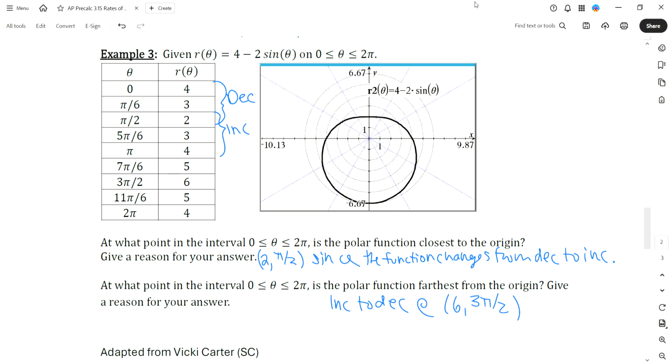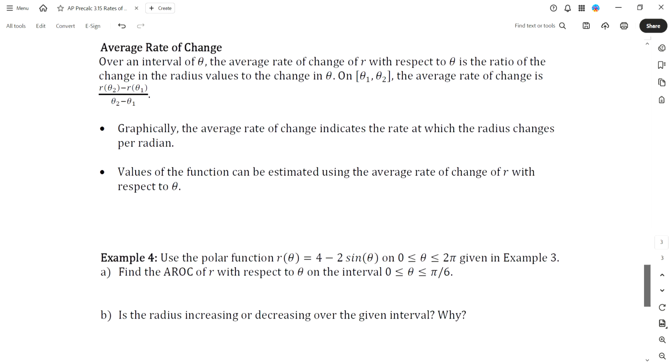Okay, so what is really cool about what we're going to do next when we talk about average rate of change is we are actually going to calculate the average rate of change on two different types of polar function. There are two things we can do with the average rate of change.